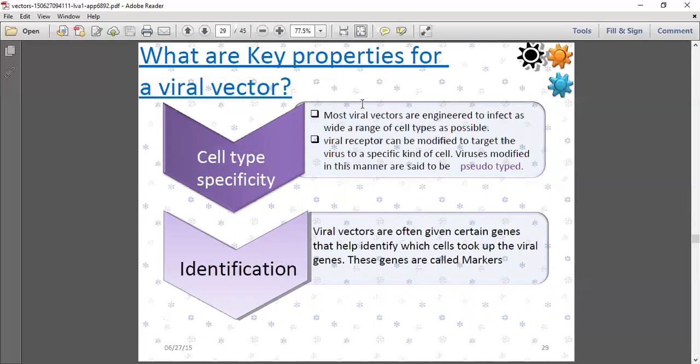So, identification: viral vectors are often given certain genes that help identify which cell took up the viral gene. These genes are called markers. By making these markers, they are using this particularly for gene replacement therapy.